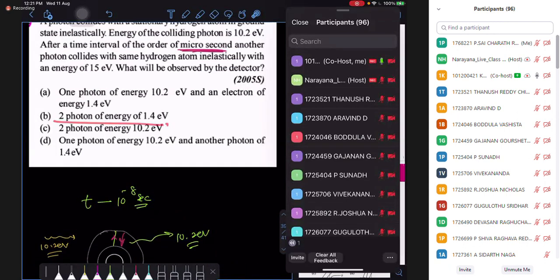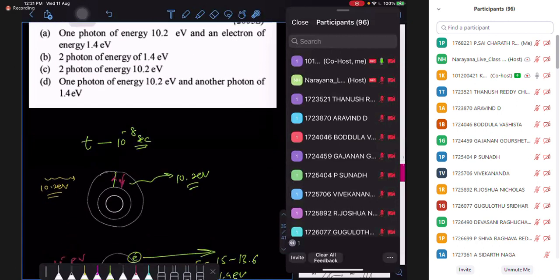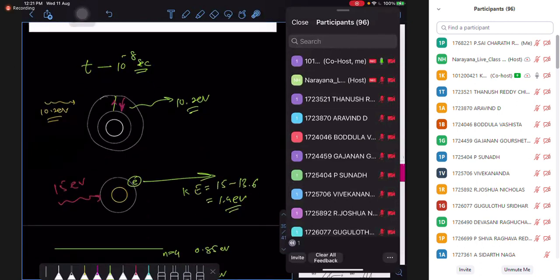Two photons of energy 10.2? No. One photon of energy 10.2 and another photon of energy 1.4? No. You don't have a second photon. The electron is coming out with energy 1.4, so it is not emitting photons. In real life situations, electron escape is not that simple, but here we take no other effect, only one nucleus effect. If I consider only one nucleus and forget about all other nuclei, then the electron comes out with 1.4.